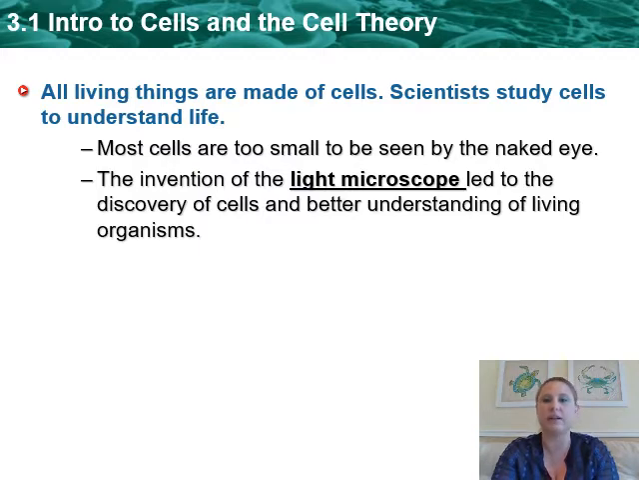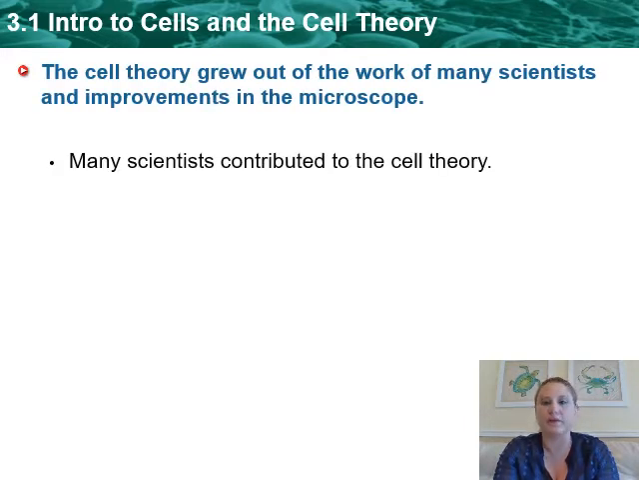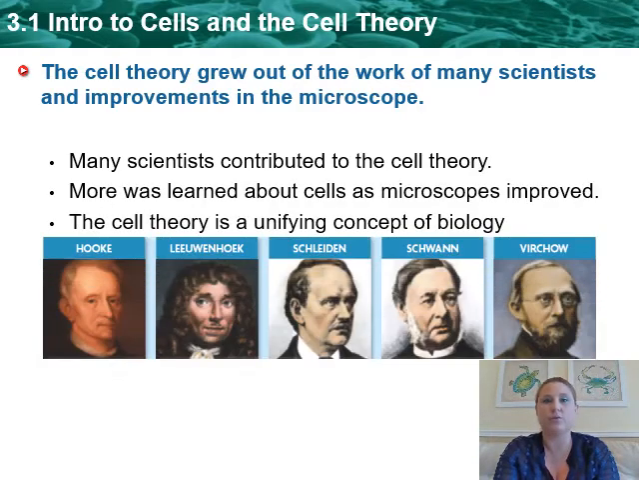So the invention of the light microscope led to the discovery of cells and a better understanding of living organisms. The cell theory grew out of the work of many scientists and improvements in the microscope. So there were many scientists that contributed to this thing called the cell theory. And more was learned about cells as microscopes improved. And we have the cell theory, which is a unifying concept of biology, and you are going to have to memorize the parts of the cell theory.